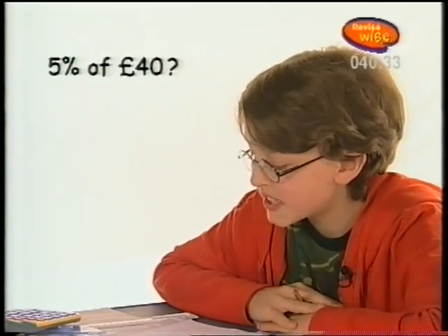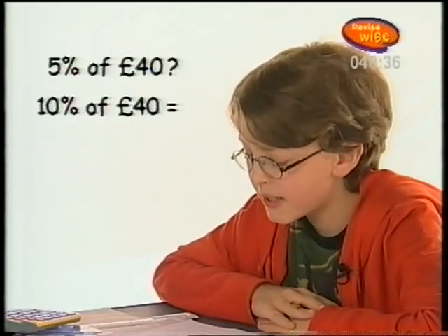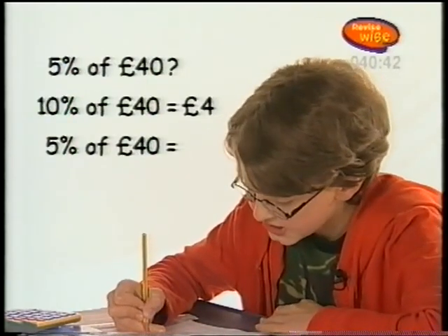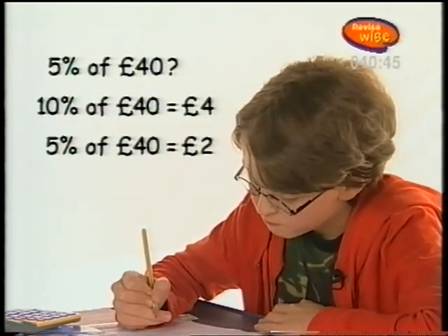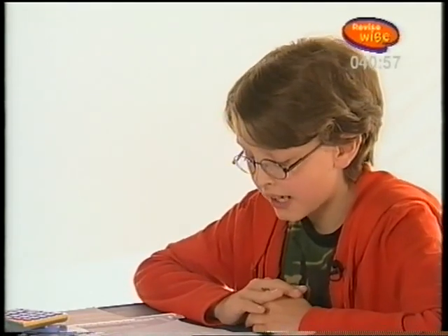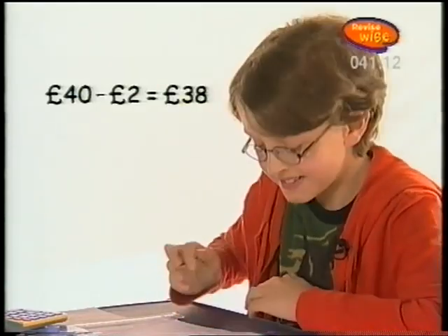Yes, that's a good one. And I can do that. To get 5% of £40, I know that 10% of 40 is £4, so 5% is half that, which is £2. So that's the answer. Now, is it? Read exactly what the question is asking. What is its reduced price? Oh, I see. I've worked out how much they've reduced the price by. I need to take that away from the full price to get the reduced price. Exactly. That's £40, take away £2, which is £38. Write the answer in the box.